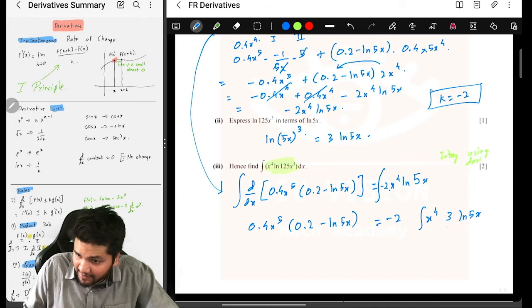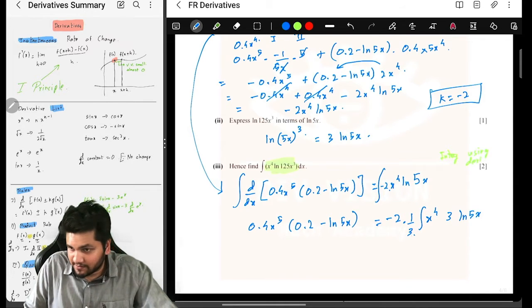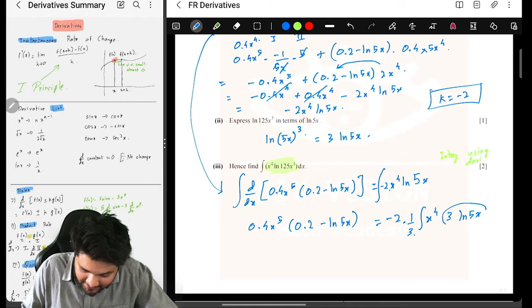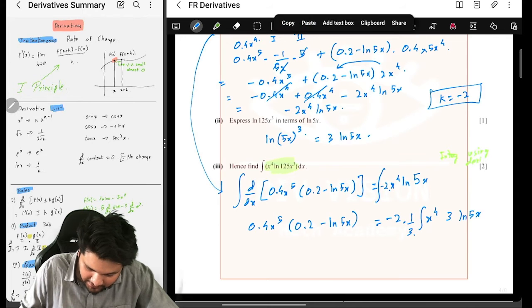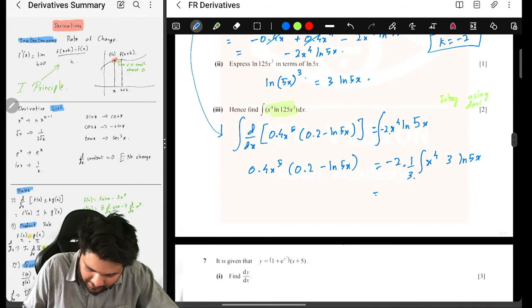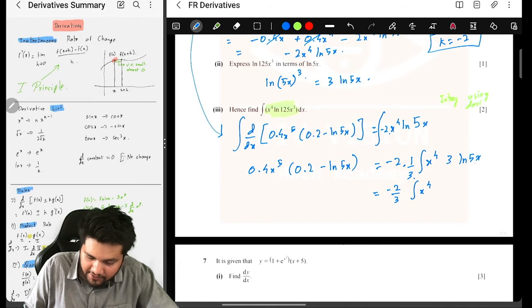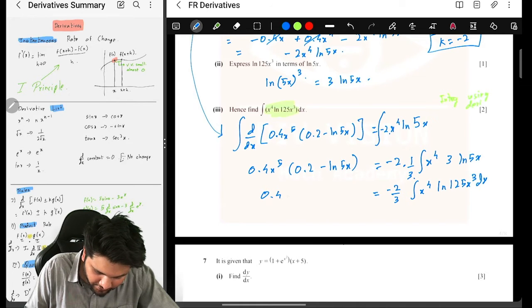I'm purposely multiplying by 3. I'll have to divide by 3 as well, just to keep that balance. And finally, this 3 ln 5x is nothing but ln of 125 x cube. So here, as you can see, this will be minus 2 by 3 integral x to the power of 4 ln 5x to the power of 3. It's going to be ln 125 x cube. And this is nothing but your 0.4 x to the power of 5, 0.2 minus ln 5x.